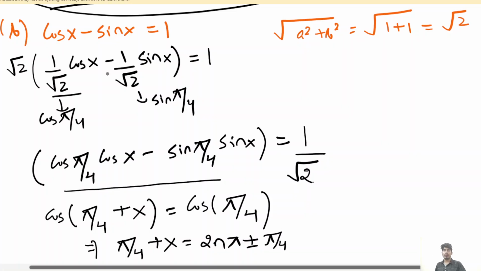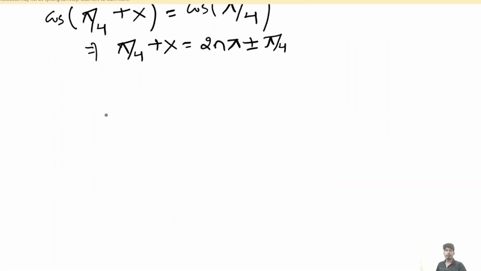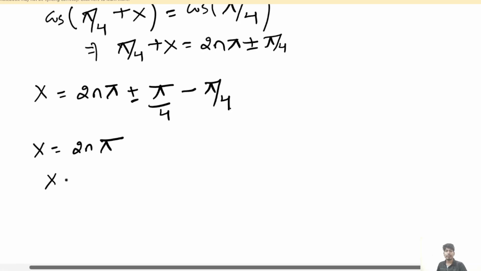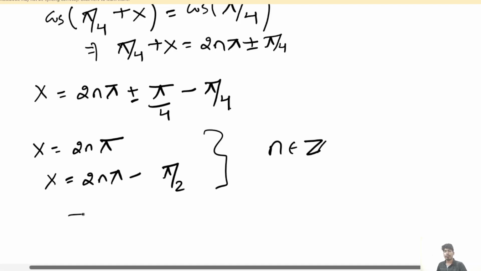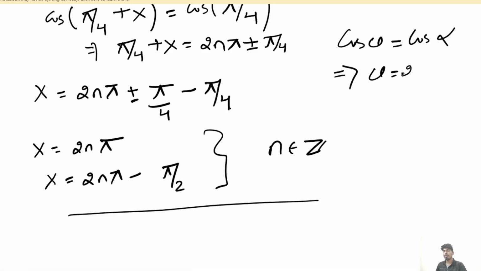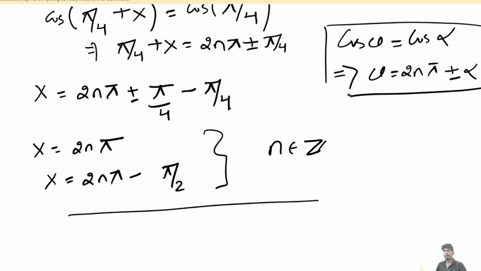Then solve this. x = 2nπ ± π/4 − π/4. When we take plus, we get 2nπ, and when we take minus, we get 2nπ − π/2, where n belongs to the integers. Students, remember that cos θ = cos α implies θ = 2nπ ± α. This is the identity.